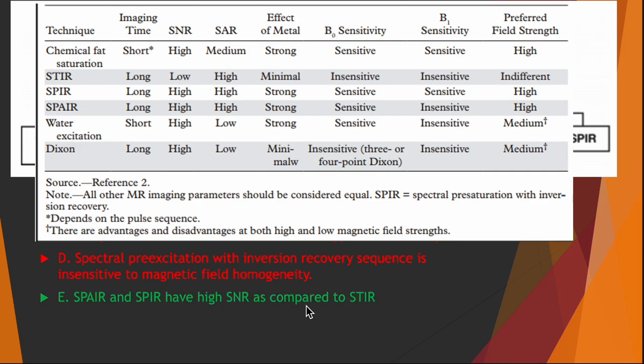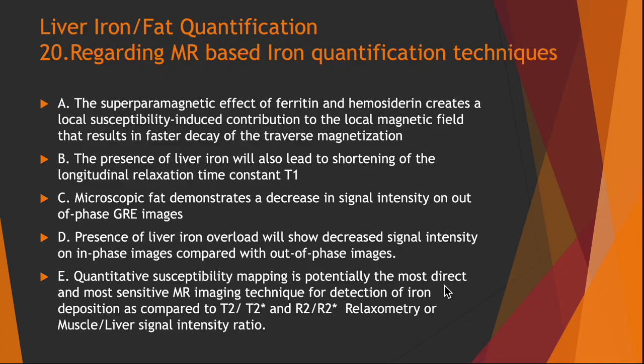SPAIR and SPIR have high SNR as compared to STIR. So that was the good point of the hybrid sequences, that yes, they have high SNR as compared to totally inversion recovery, that is STIR.